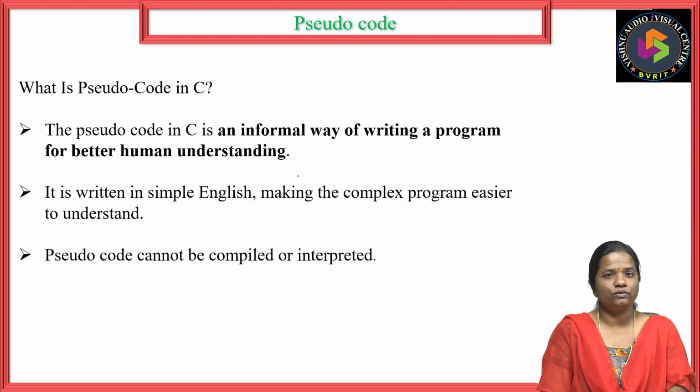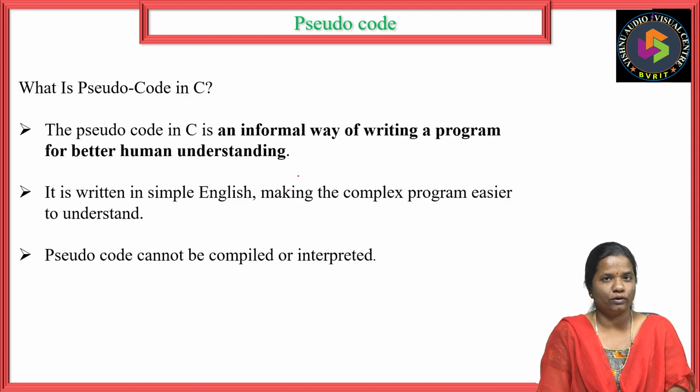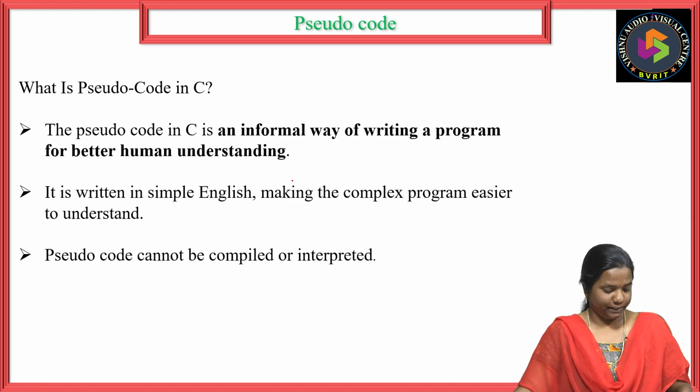What is meant by pseudocode? Pseudocode is an informal way of writing a program for better human understanding. It is simply written in English, so it makes a complex program easier to understand by the user. Pseudocode cannot be compiled or interpreted.